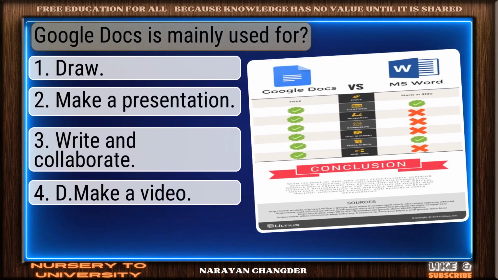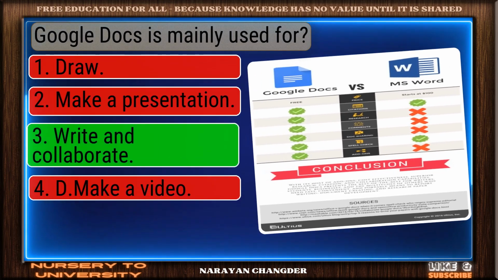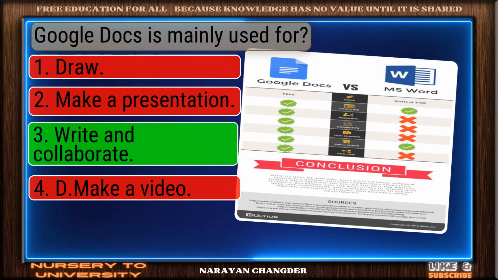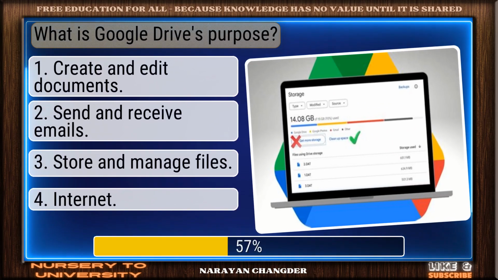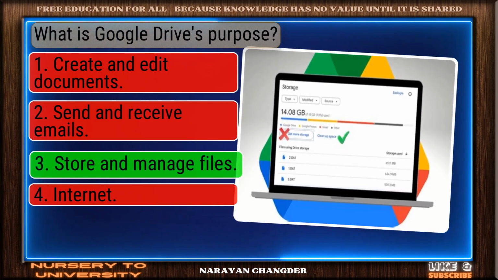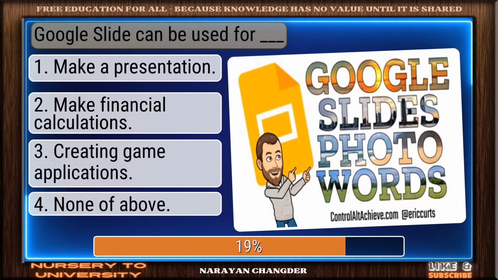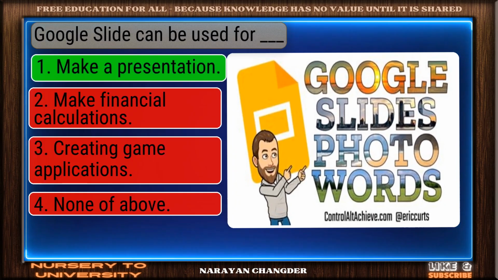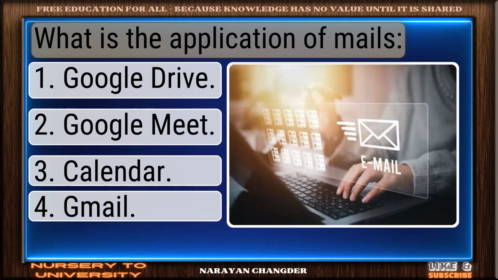Google Docs is mainly used for. Exactly. Write and collaborate makes sense. What is Google Drive's purpose? Right choice. Store and manage files is the best answer. Google Slides can be used for Dash. Good thinking. Make a presentation is the right answer.